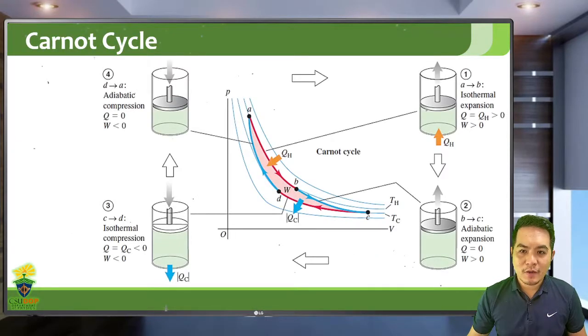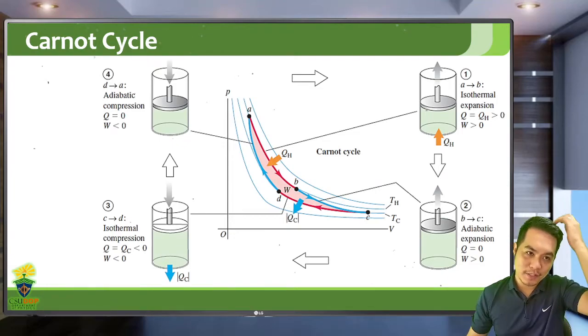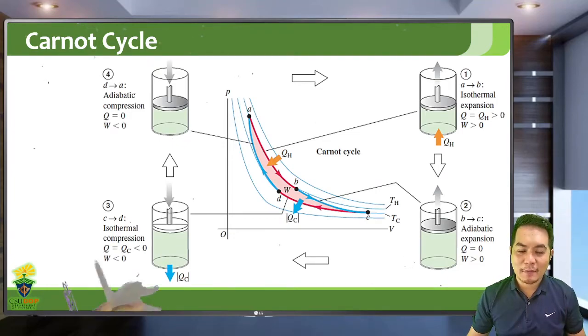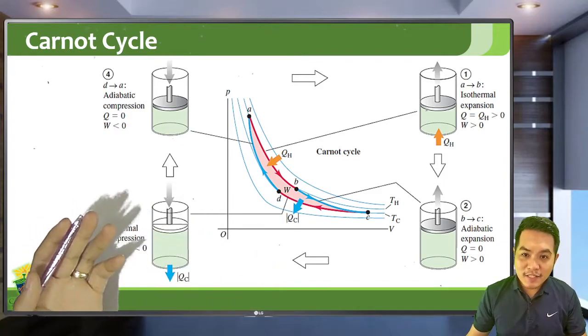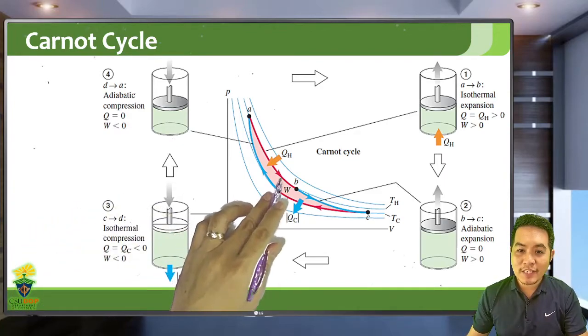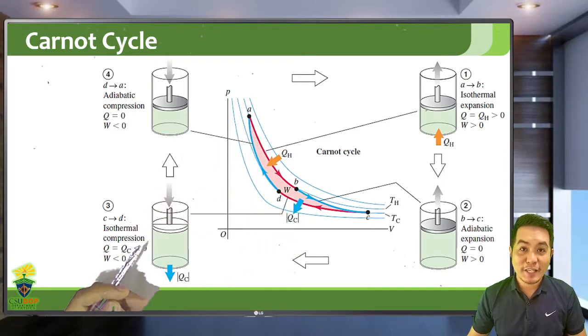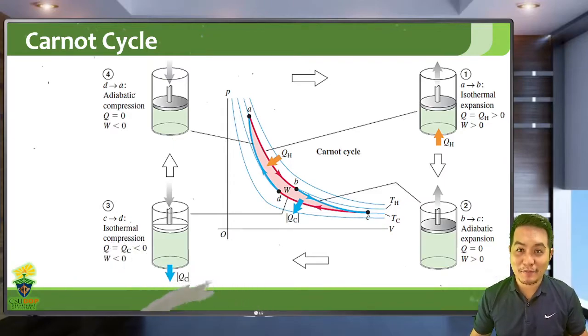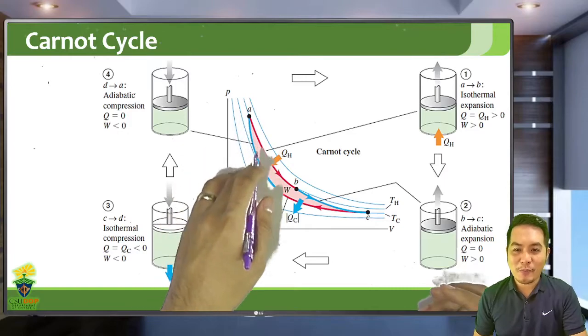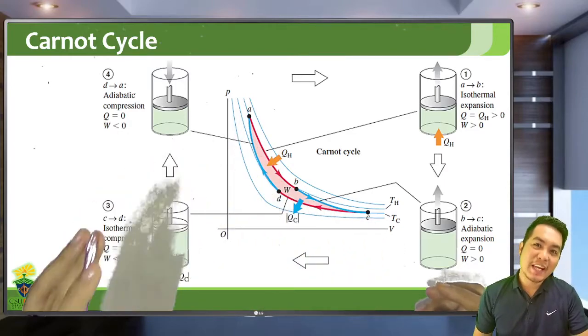So this is now the Carnot cycle. This is a reversible cyclic process. Reversible means if you reverse the process, if you reverse the arrows here, so instead of A to B you have B to A, then you will have a Carnot refrigerator. That's what is meant by a reversible process. One way is a heat engine, the other way is a refrigerator.